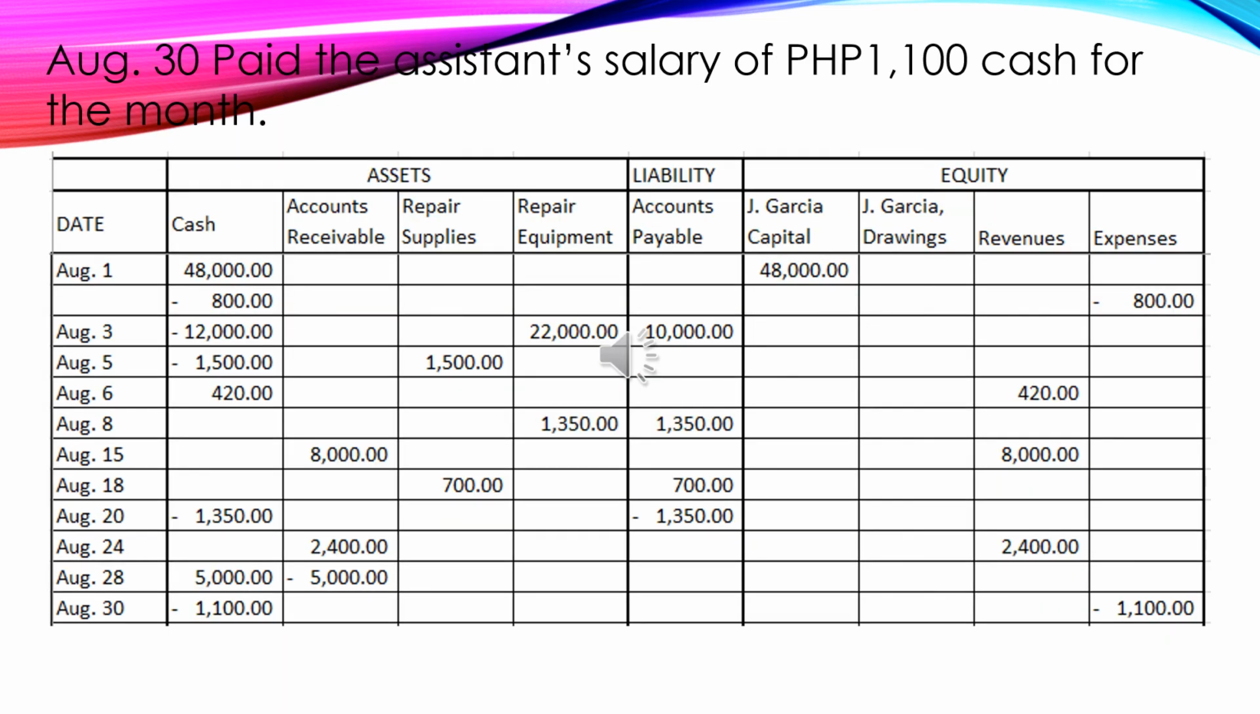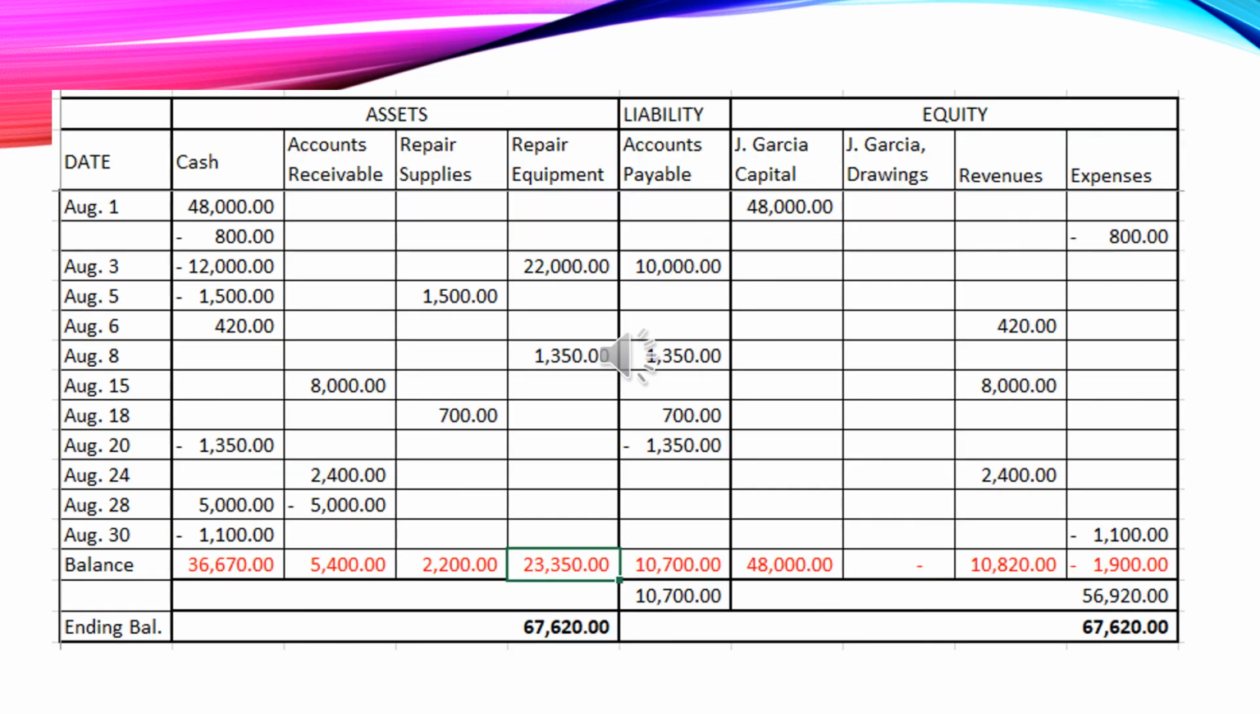So for August 30, we have here, pay the assistant's salary of 1,100 cash for the month. So dito, this is an expense on the part of the business. So as you can see there is a decrease in equity in the form of expenses of 1,100 and a decrease in asset in the form of cash, which is also 1,100.